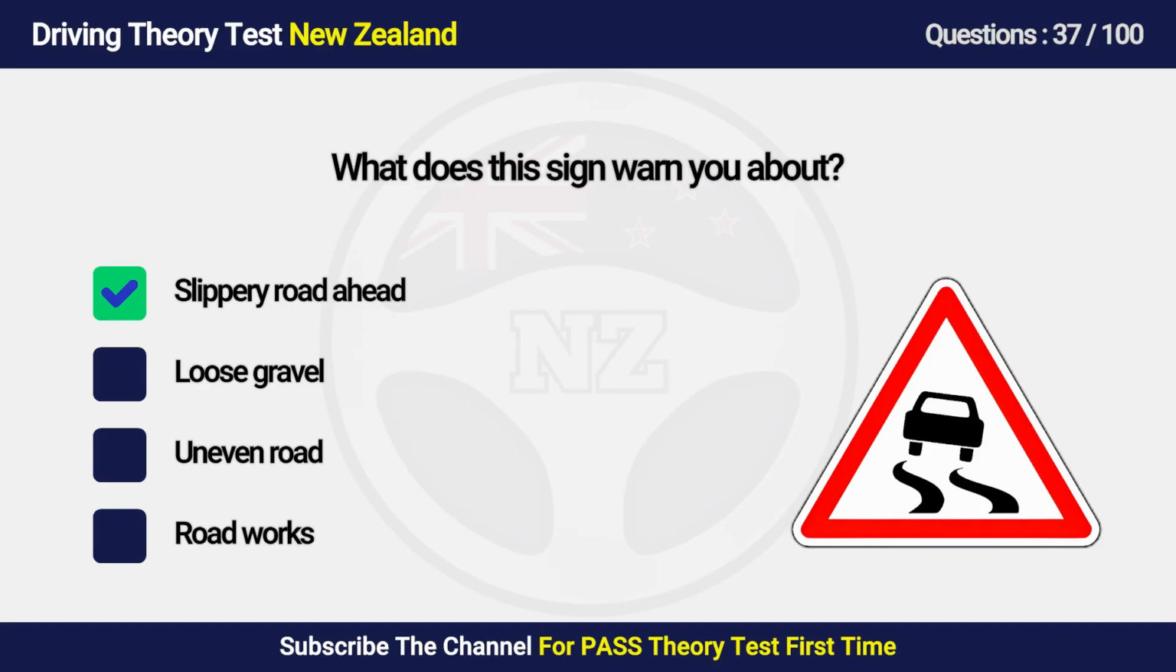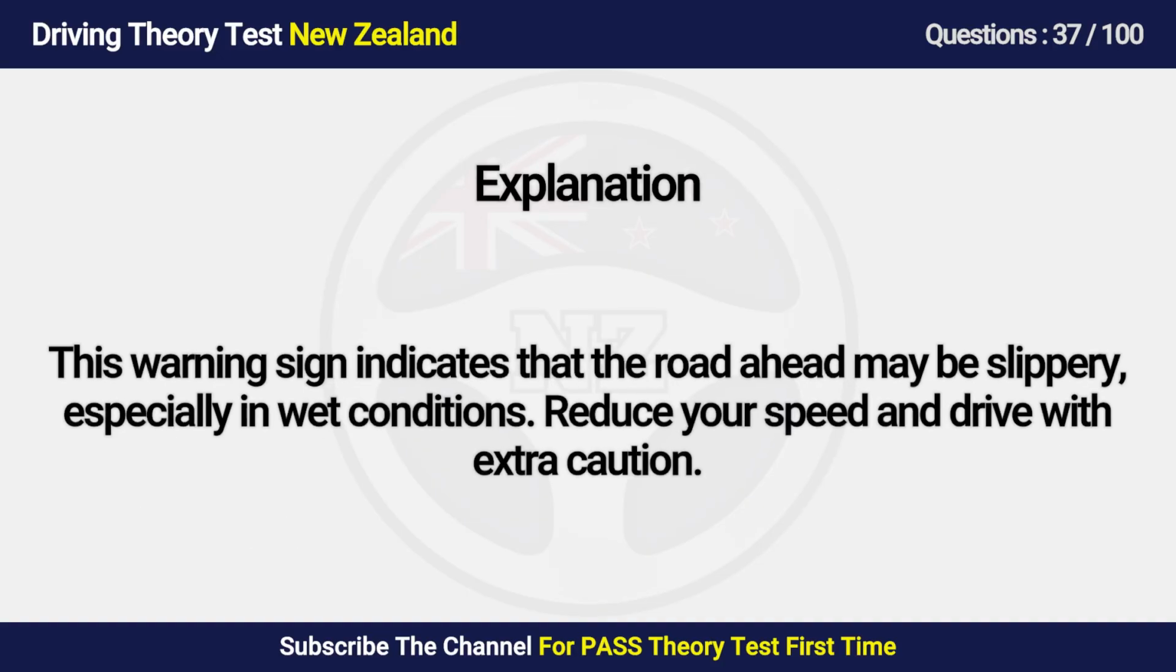Answer is A. Slippery road ahead. This warning sign indicates that the road ahead may be slippery, especially in wet conditions. Reduce your speed and drive with extra caution.